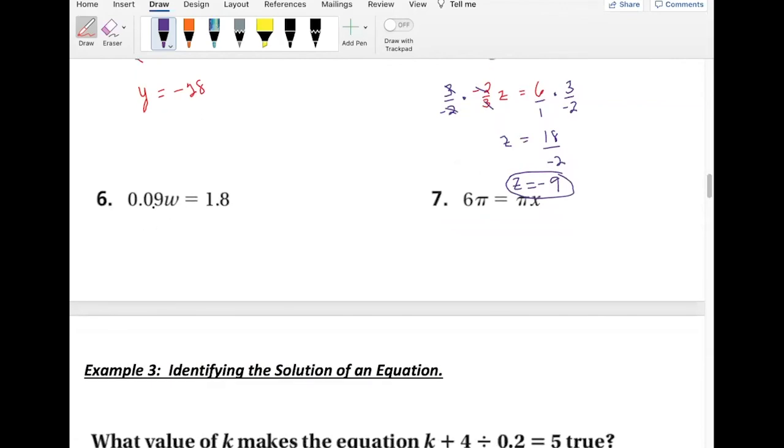All right, this one, decimal, again being multiplied by w. So to cancel it, I will use that inverse operation, divide. I want to divide by that decimal, 9/100ths, and then on this side I'm also going to divide by 9/100ths. That will cancel.